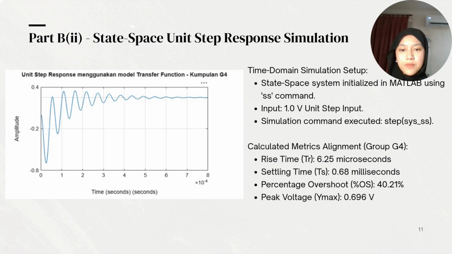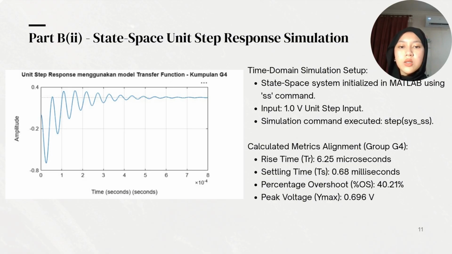Part B covers the state space unit step response simulation. For our time domain simulation setup, we initialize this state space model in MATLAB using the ss command. We apply a 1.0 V unit step input and execute the simulation via the step command. The resulting waveform is displayed in the plot on the left. Based on this, we extract the calculated metrics for group G4.